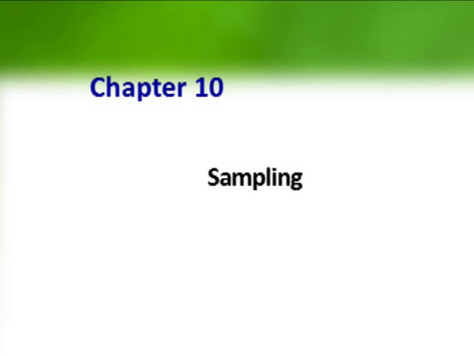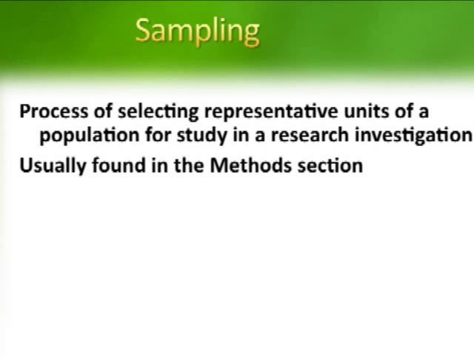Slide 1. Chapter 10 is all about Professor Florzak's favorite subject, sampling. Sampling is actually a process of selecting representative units of a population for study in a research investigation and is usually found in the methods section of the article.